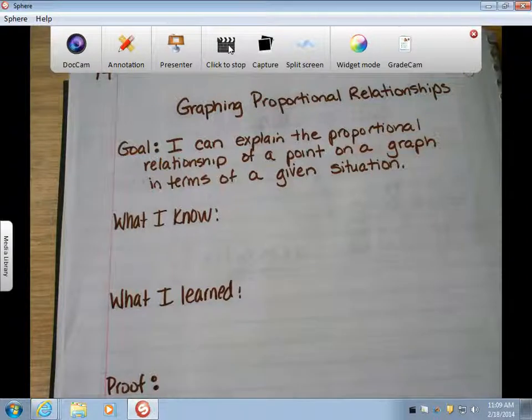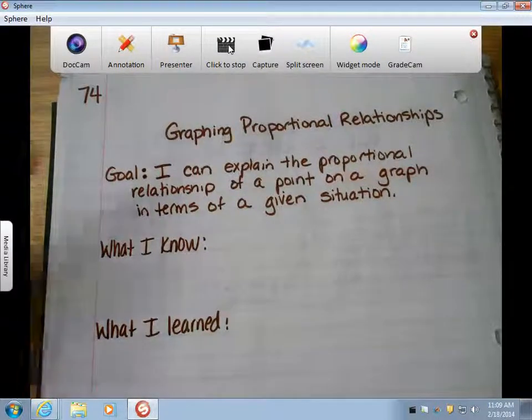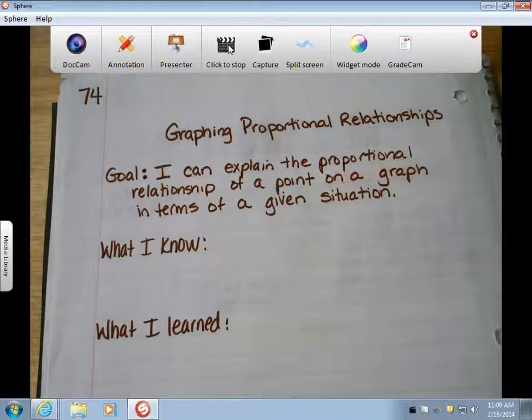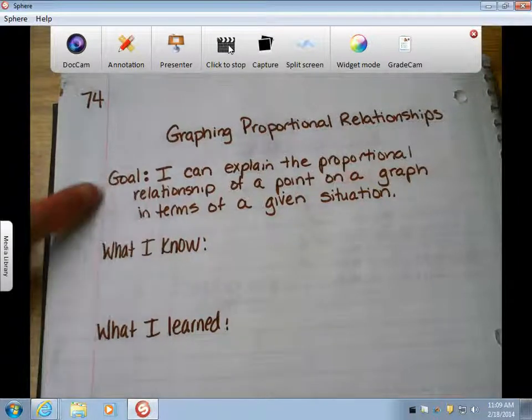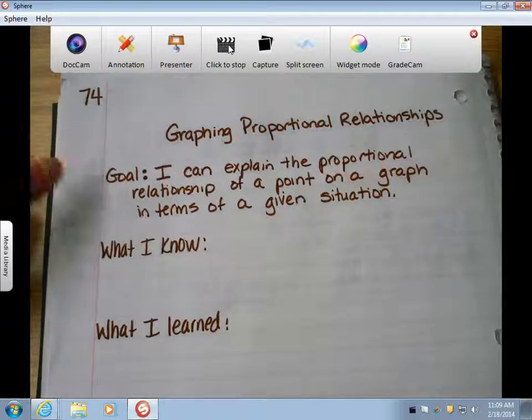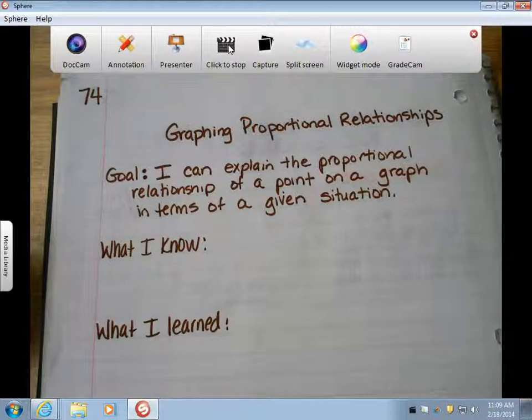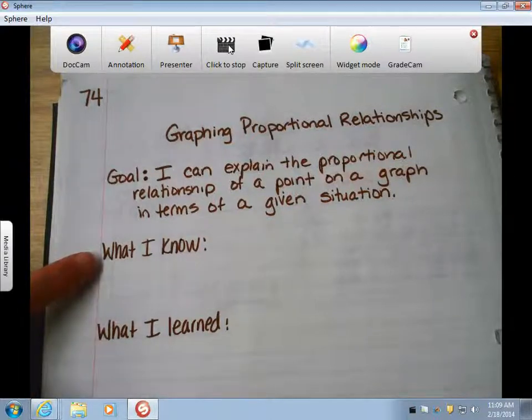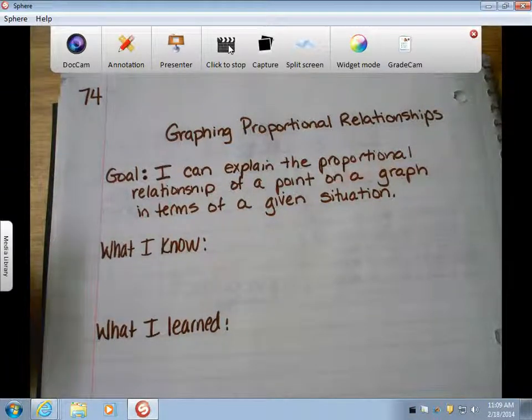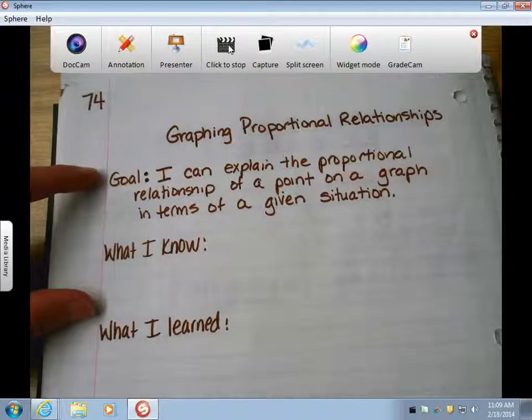It could be something like, I can explain the proportional relationship of a point on a graph in terms of a given situation. I would then also like for you to write down what I know, what you already know about graphing proportional relationships. That will be all you'll fill out at this point. In terms of your own language, I would, though, like for you to copy down what I learned, a place for your proof, and a place for your reflection.